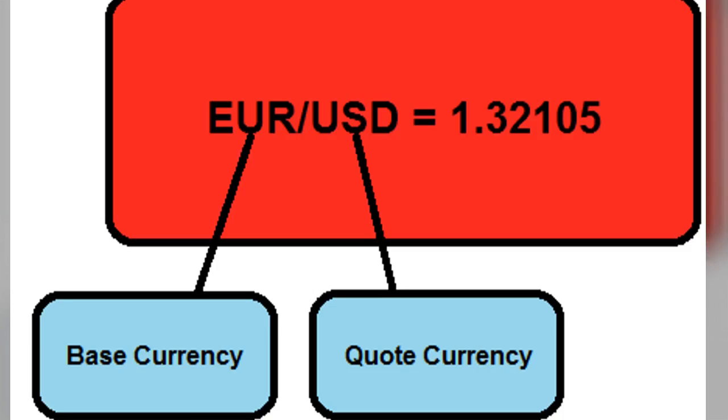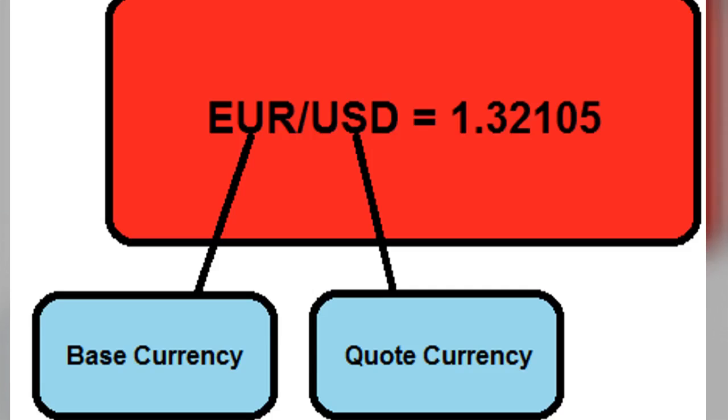If you buy Euro USD, the exchange rate tells you how much you need to pay in terms of the quote currency to buy 1 unit of the base currency. In other words, in this example, you have to pay 1.32105 US dollars to buy 1 euro.